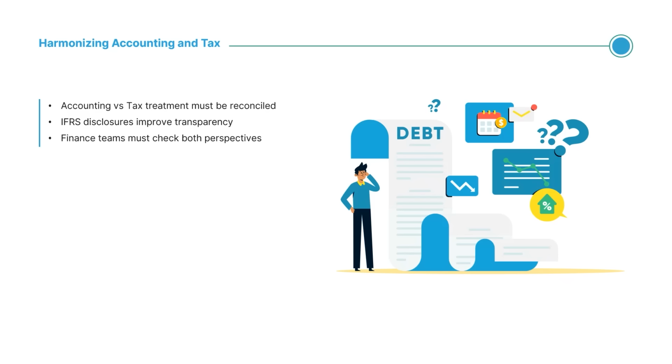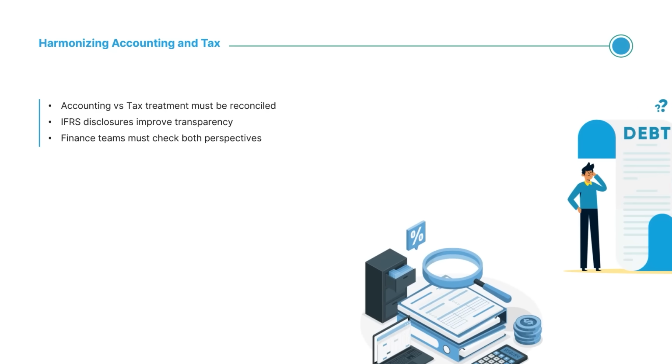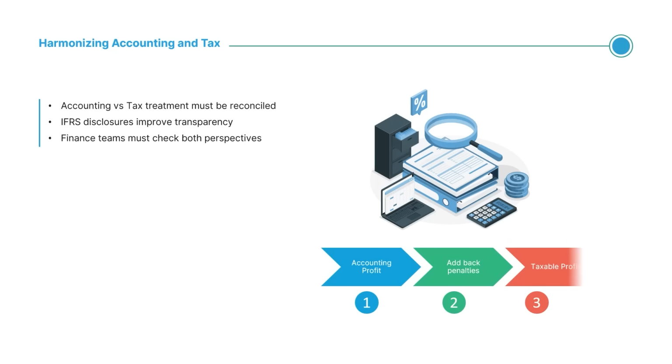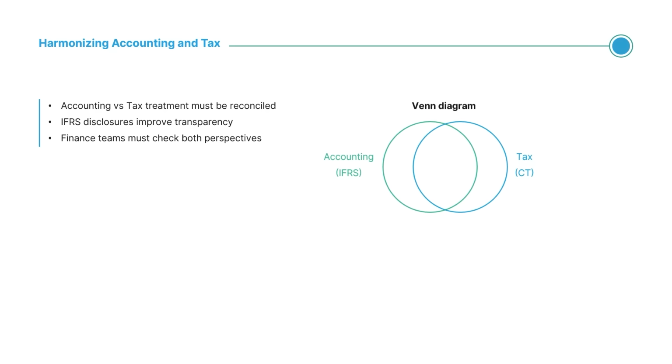That's why disclosures in the financial statements are so important. By clearly presenting income and expense treatments, auditors and tax authorities can see how numbers reconcile. Finance teams should therefore run dual reviews, one focusing on IFRS compliance, the other on UAE tax adjustments, to ensure both sets of requirements are met.